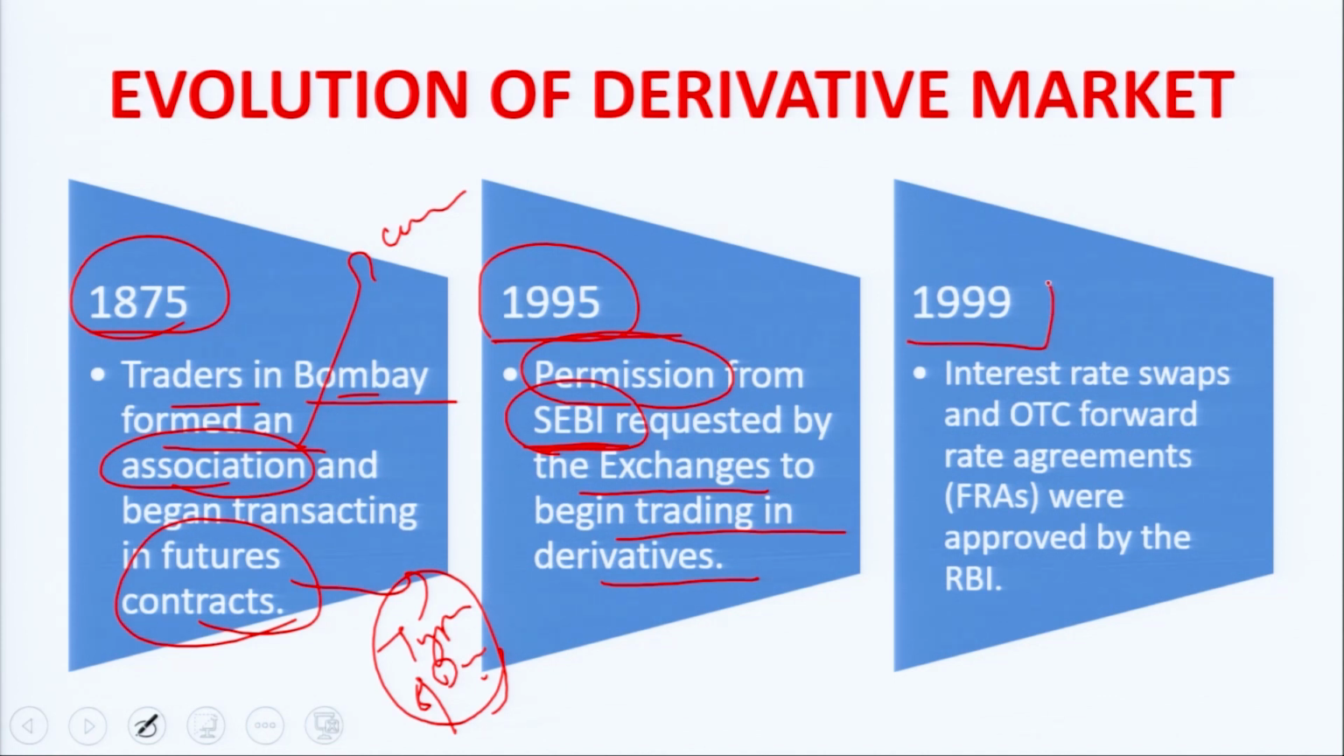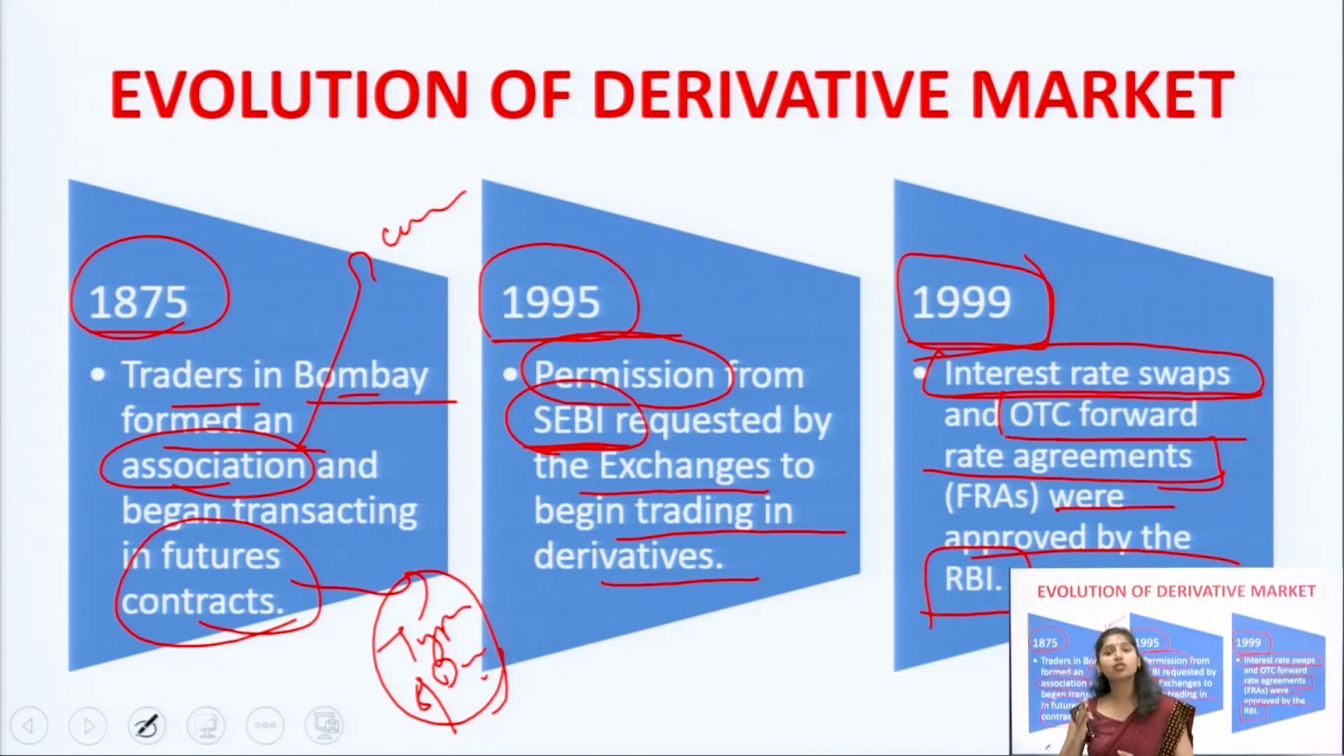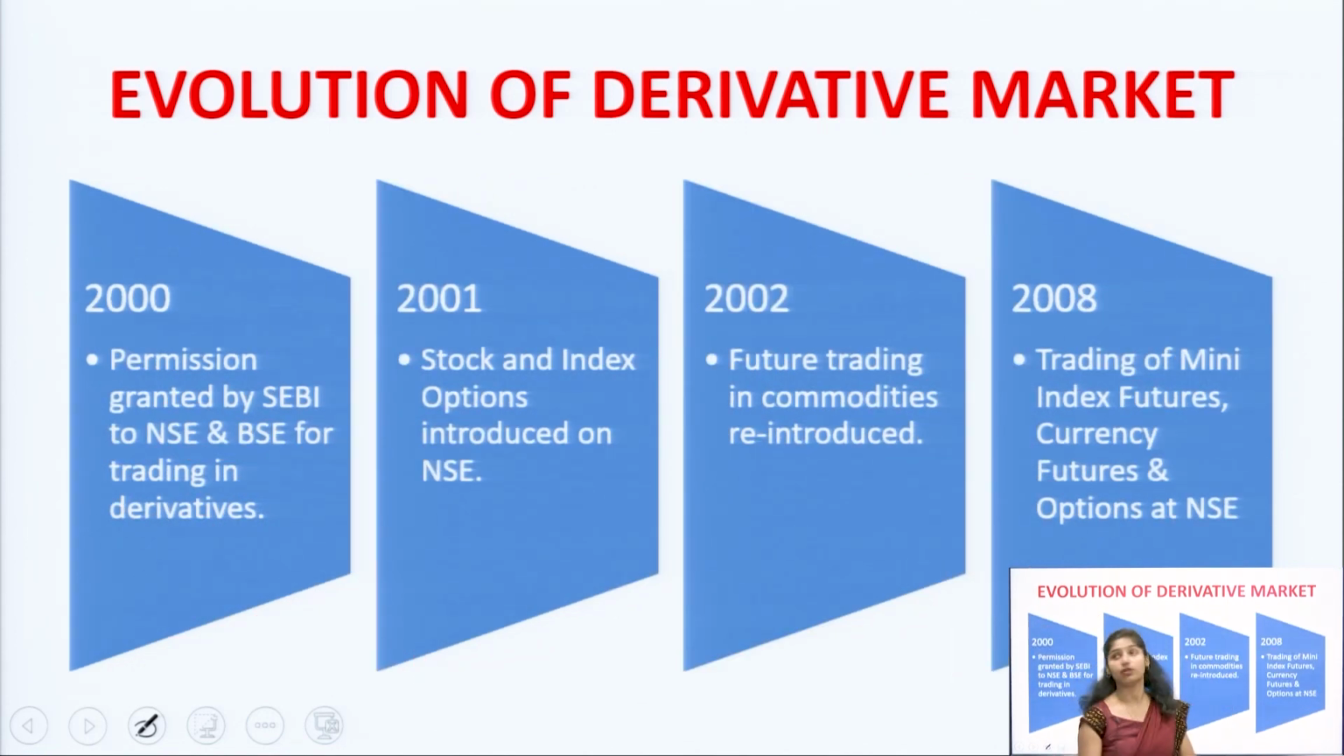And another is what? In 1999, interest rate swaps and OTC forward rate agreements, these two are also types of derivatives, were approved by RBI. So, here comes not only the role of SEBI, here also comes the role of RBI when we are talking about permissions and approvals. So, in 1999, we got the approval from RBI with respect to these two types of derivatives. We will discuss the explanation later on.